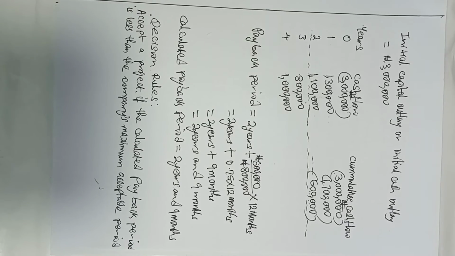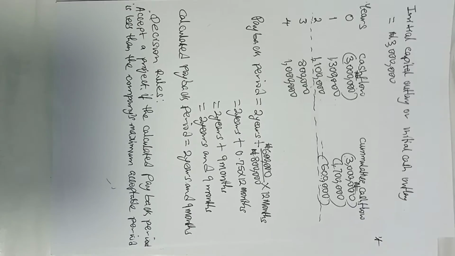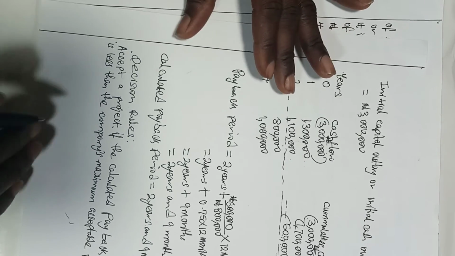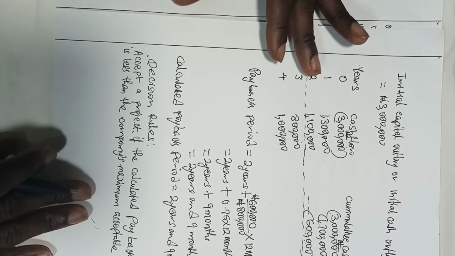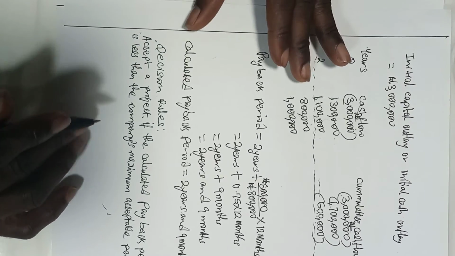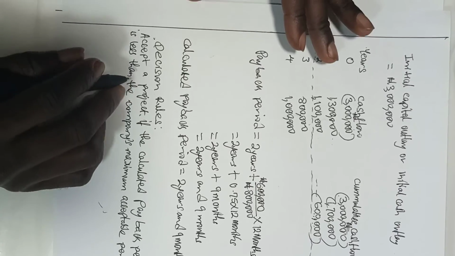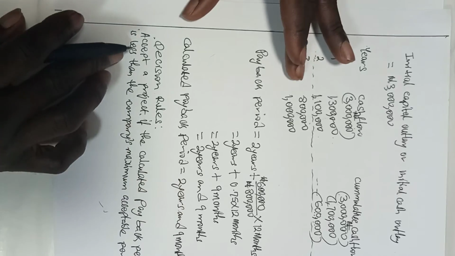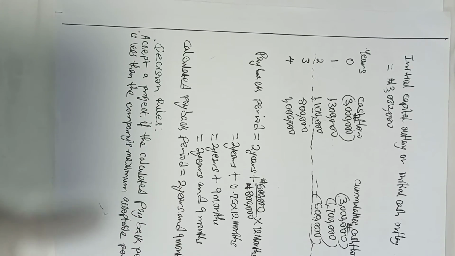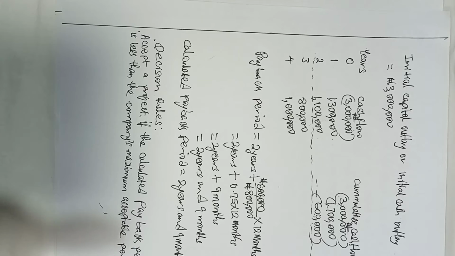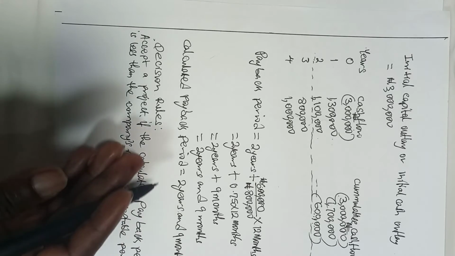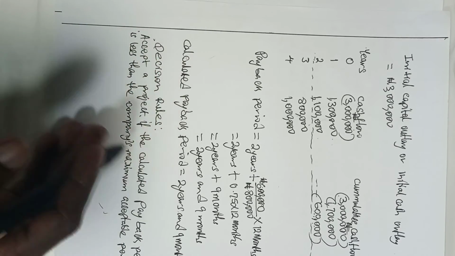We are talking about only one project because only one project is involved. There are no mutually exclusive projects. And even before the decision, if you like, we can still write the decision rule for mutually exclusive projects. If mutually exclusive projects are involved, the project with the calculated payback period that gives the shorter period should be accepted.